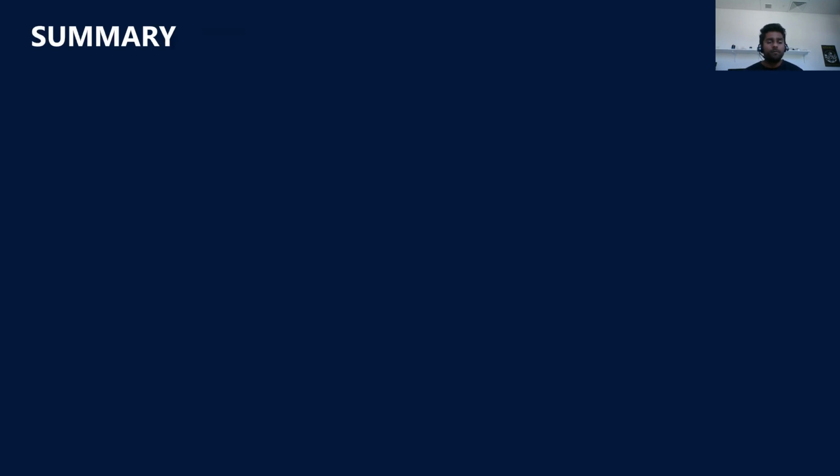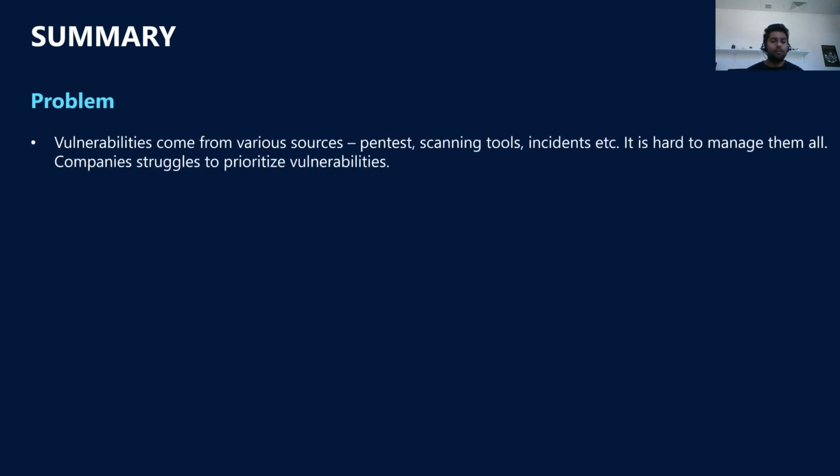So I'm just concluding everything that I explained. What is the main problem? Vulnerabilities come from various sources: penetration testing, security incidents, bug bounties, ethical hackers, black hat hackers, and open source monitoring. And it's hard to manage them all. Vulnerability scanning is just one solution, but apart from that, you are still getting vulnerabilities from different sources, right? So that's the problem.